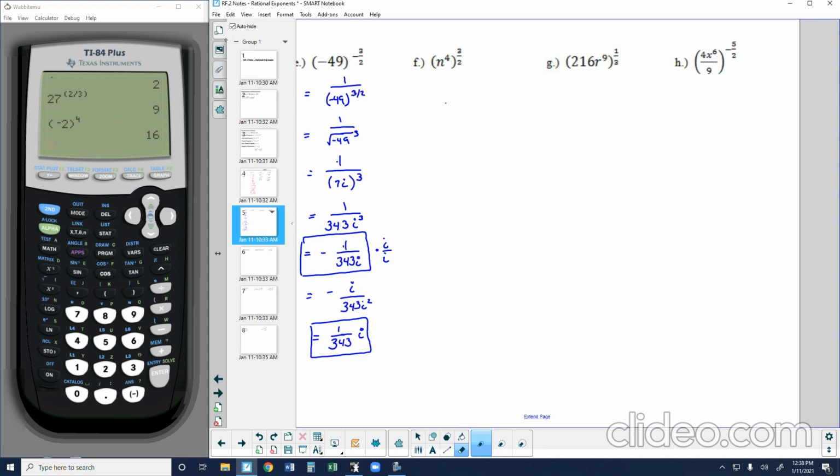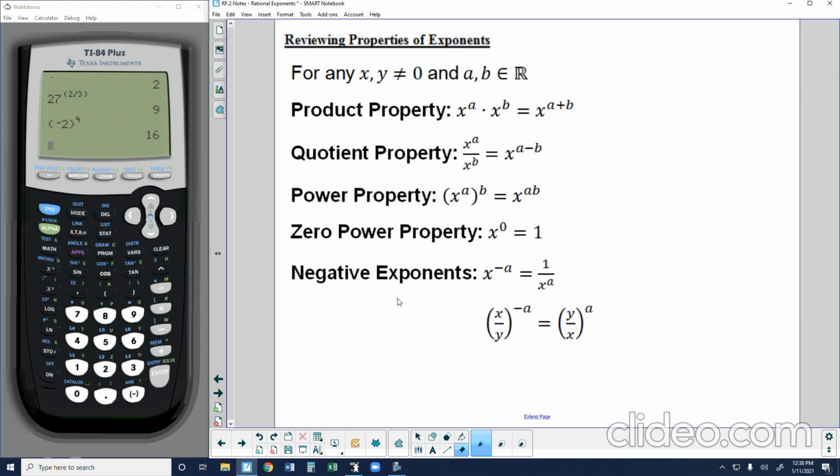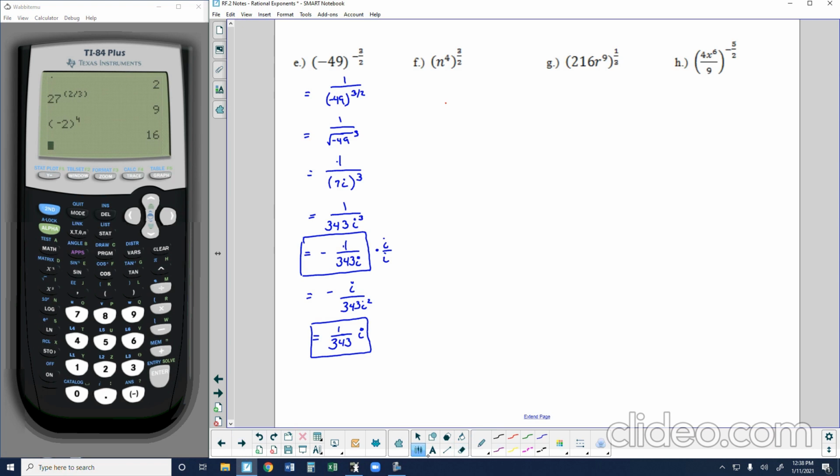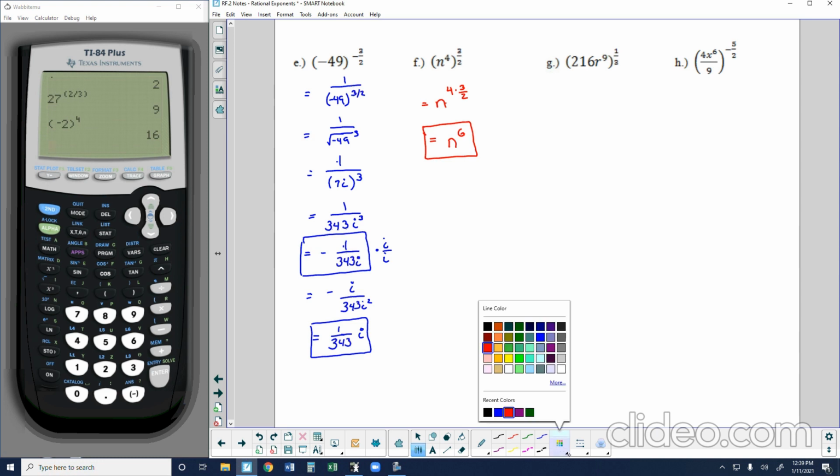Remember our power property. Our power property tells us that if I'm taking a base with an exponent to an exponent, I can multiply together my exponents. So maybe a faster way for doing this problem here in 1F would be to take n to the 4 times 3/2 power. And if you take 4 times 3/2, that would be 12 over 2, which would be 6. So n to the 6th would be our answer there. So here we're basically seeing a way that we can get around putting this into a radical expression by using our properties of exponents that, again, you learned in Algebra 1 and we reviewed earlier.